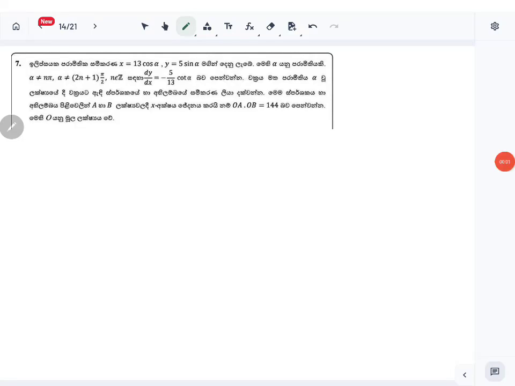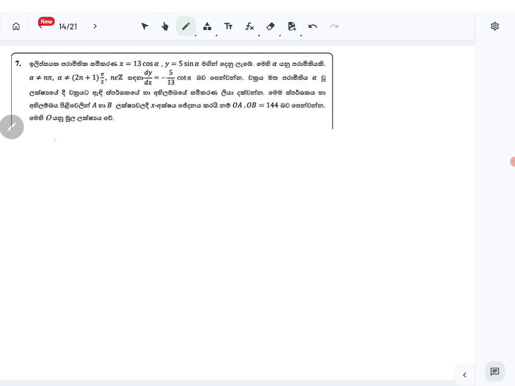Okay, let's look at question number 7. So this is a parametric differentiation question. Parametric equations of an ellipse are given. These two, alpha is the parameter, and then we have to find dy over dx.